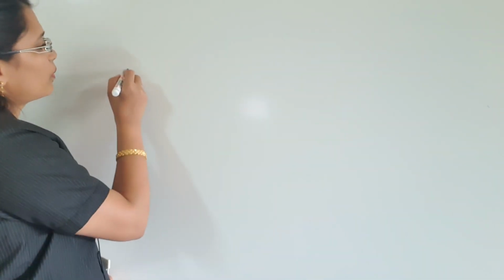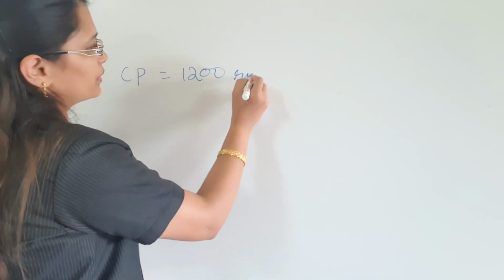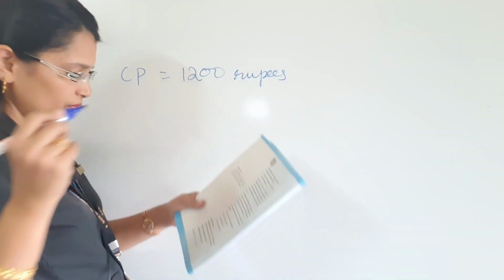Look at the first example. A trader bought an electric iron for 1,200 rupees. He wants 12% profit on selling it. At what price should he sell it? We have to find out the selling price. So here the iron is bought for 1,200 rupees means cost price is equal to 1,200 rupees.